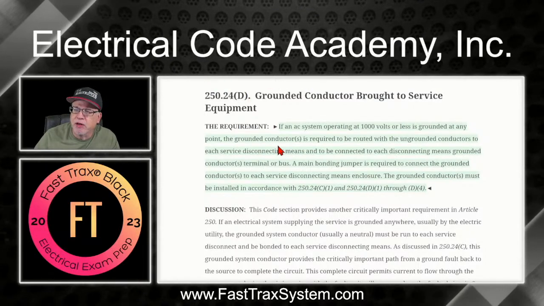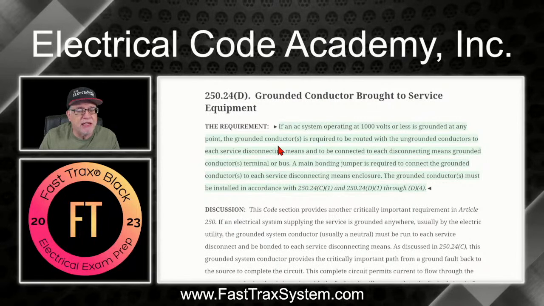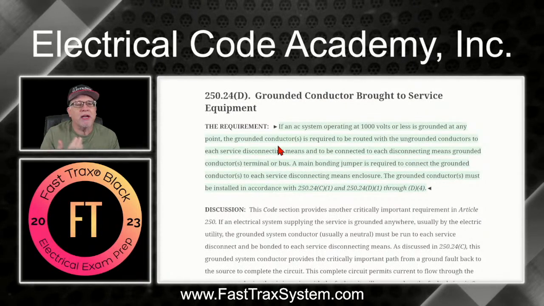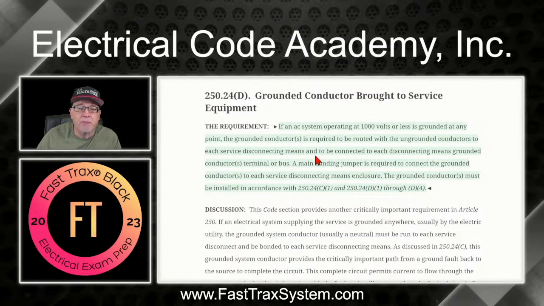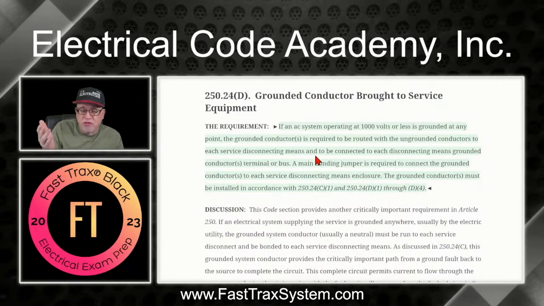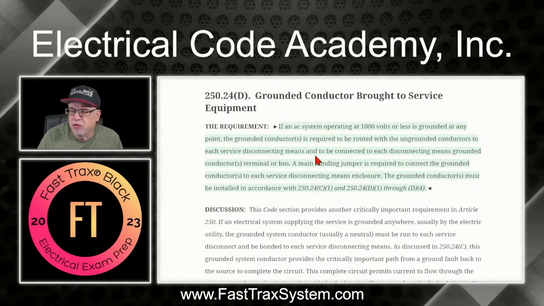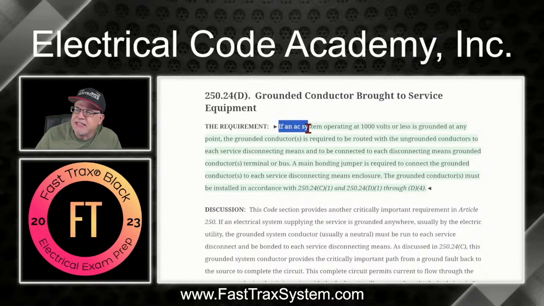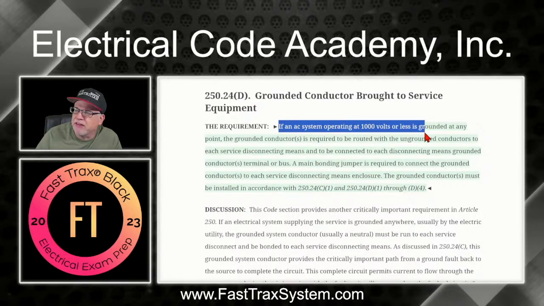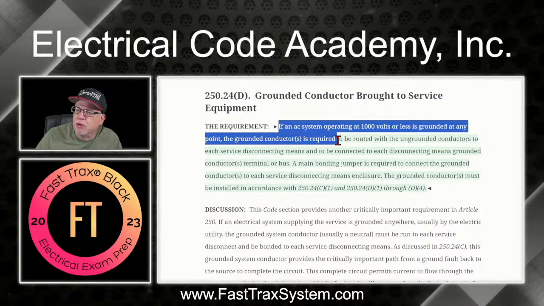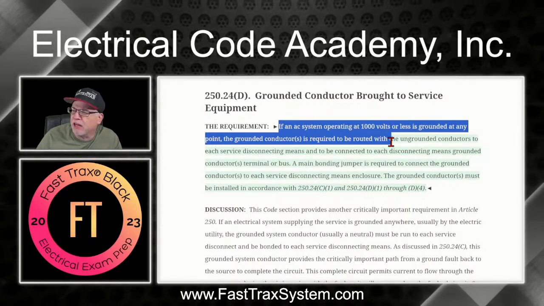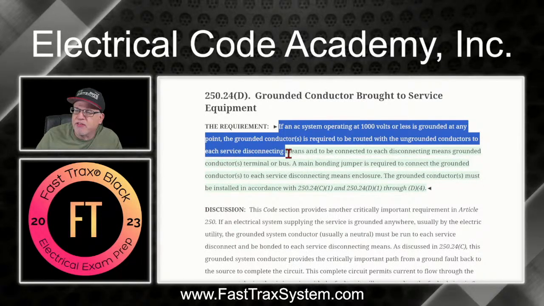We're at 250.24(D). If you're in a previous edition of the NEC, it might be 250.24(C). Again, we're working out of the 2023 edition. This is the grounded conductor brought to the service equipment requirement, and in most cases this is a direct quote from the National Electrical Code. It says, if the AC system operating at 1,000 volts or less is grounded at any point on the system, and this would be back up at the utility transformer, the grounded conductor is required to be routed with the ungrounded conductors to each service disconnecting means.